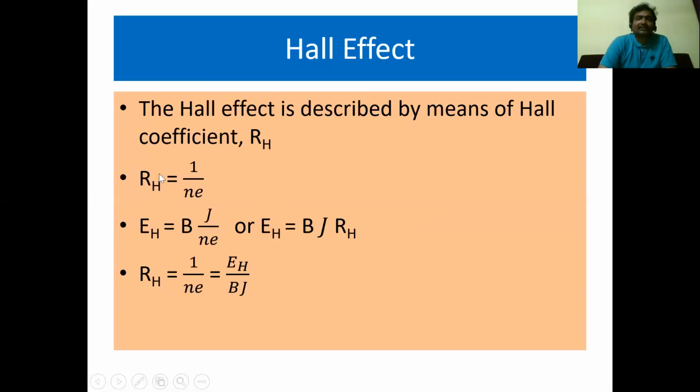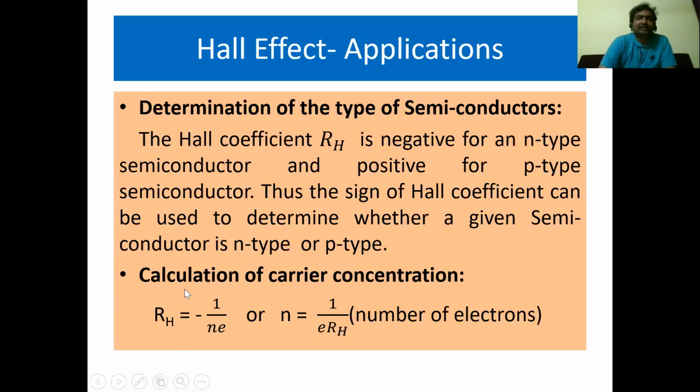1 by N equal to RH. So EH equal to B into J into RH. From this we can write RH equal to EH by BJ, or RH equal to 1 by NE. So Hall coefficient equal to 1 by NE, that equal to EH by BJ. This is the expression for Hall coefficient.